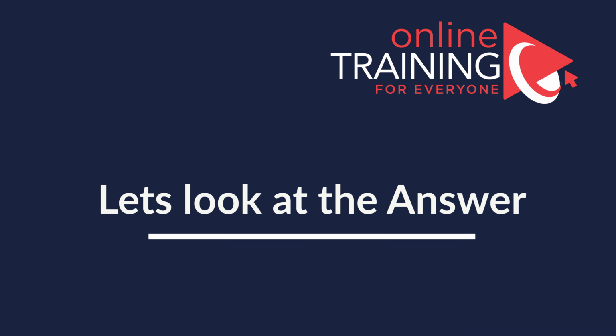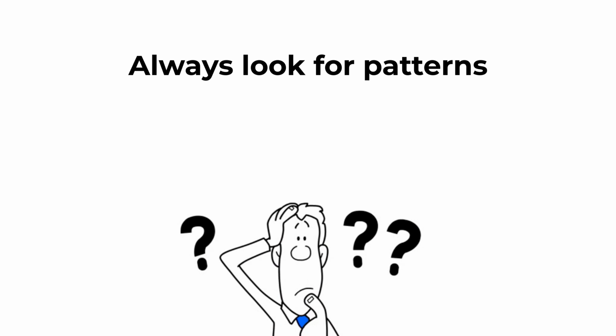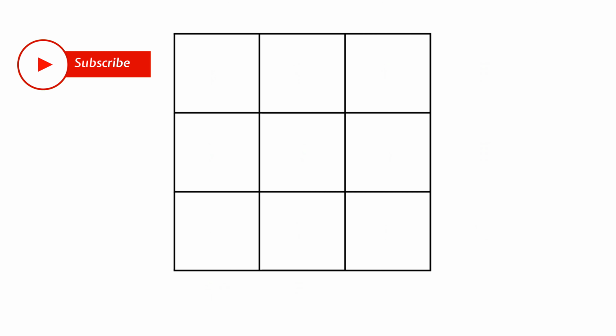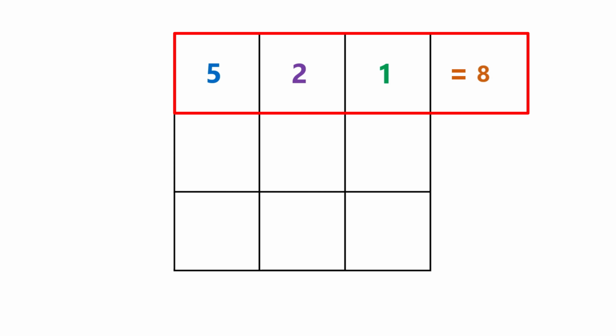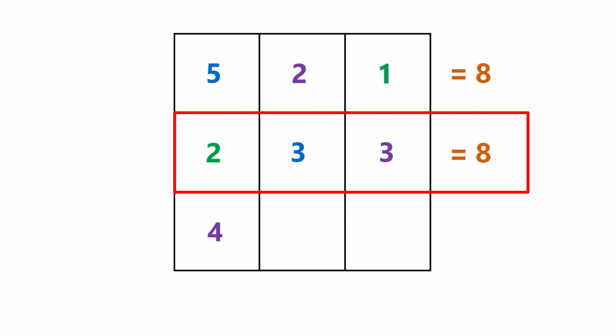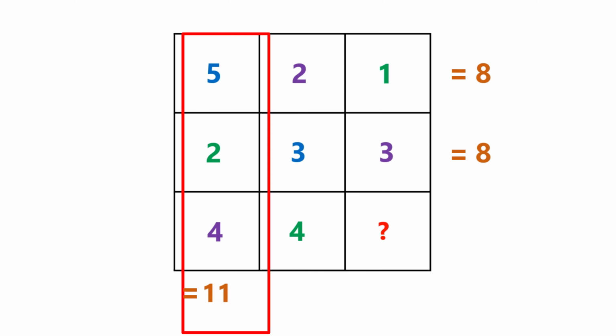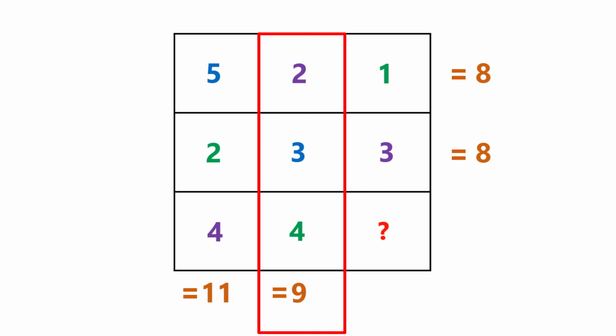As usual, my advice to you, always look for patterns. In this particular case, we need to look at the patterns inside the rows and then inside the columns. Let's look at the first two rows to see if we can get a pattern. The sum of 5 plus 2 plus 1 equals 8. The sum of 2 plus 3 plus 3 also equals 8. So there might be a pattern. Let's look if there is a pattern for the columns that have full sets of numbers. 5 plus 2 plus 4 equals 11. 2 plus 3 plus 4 equals 9. So there is no pattern.